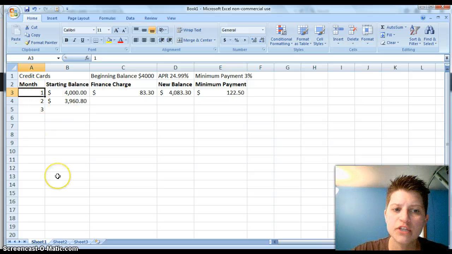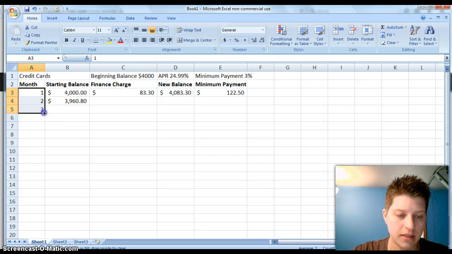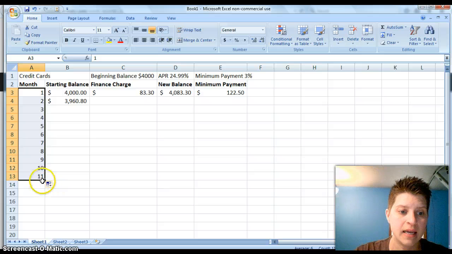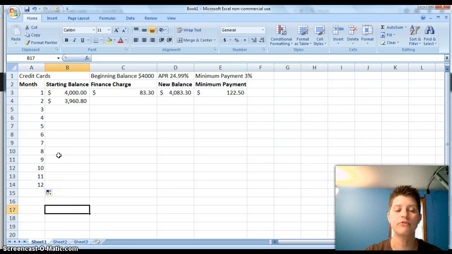So first things first, I'm going to drag these months out to make it 12 months so we can look at a whole year. I'm not sure if you're aware, but if you highlight all three of these, it shows a pattern. I'm going to put my cursor on the corner so that it becomes like a black plus sign. If I click and drag, it'll just keep the pattern going. Okay, so now I have months 1 through 12.